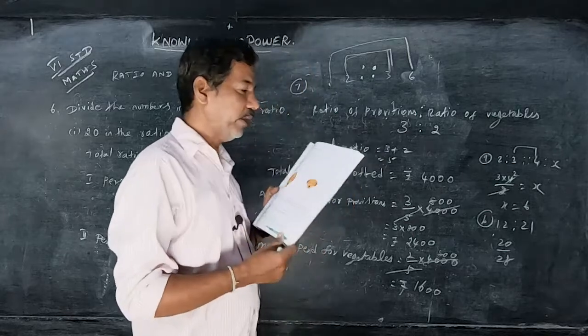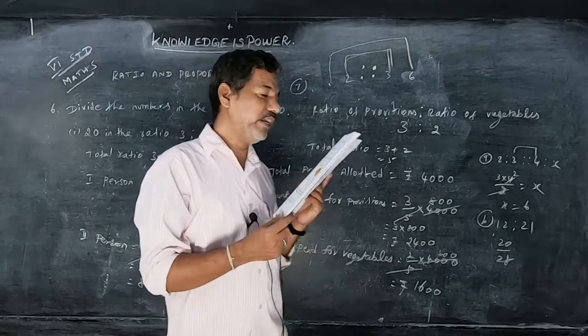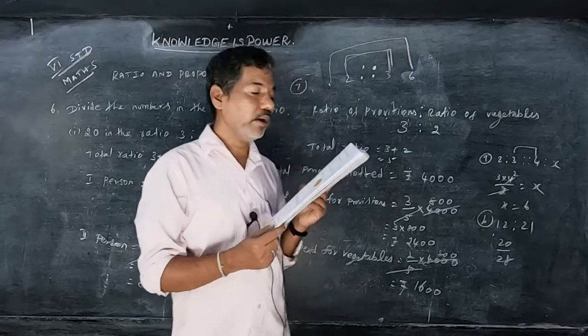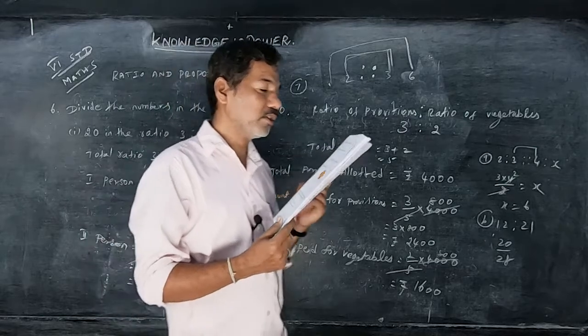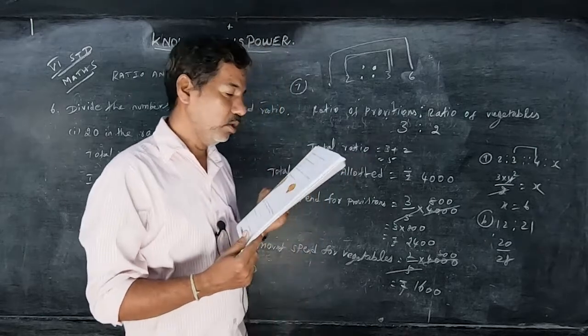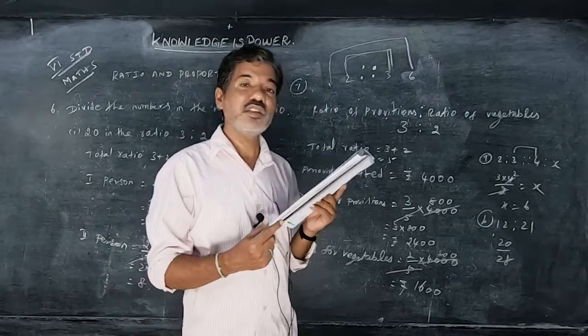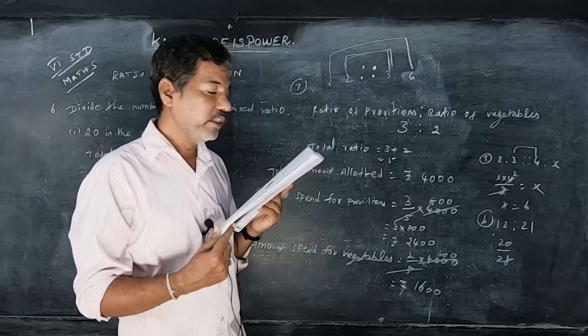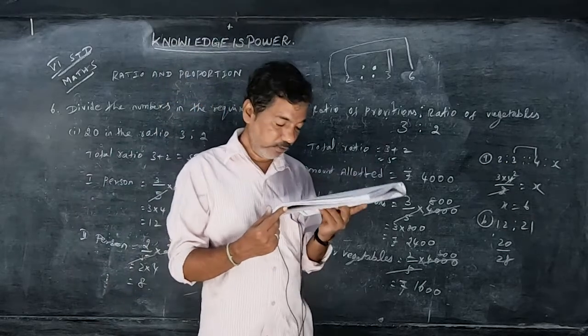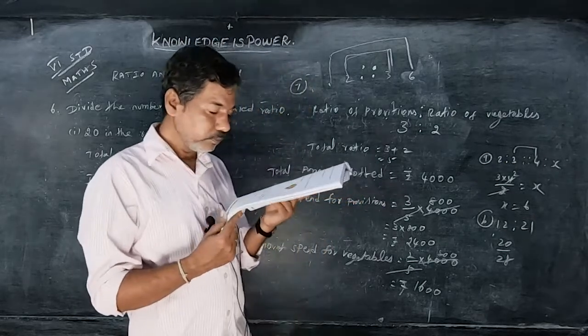Just as I said now, you have to write it the same way. A into D, product of extremes, product of means. 3 into 20, 60. 2 into 30, 60. So both are the same, therefore it is proportion. Therefore it is proportion.